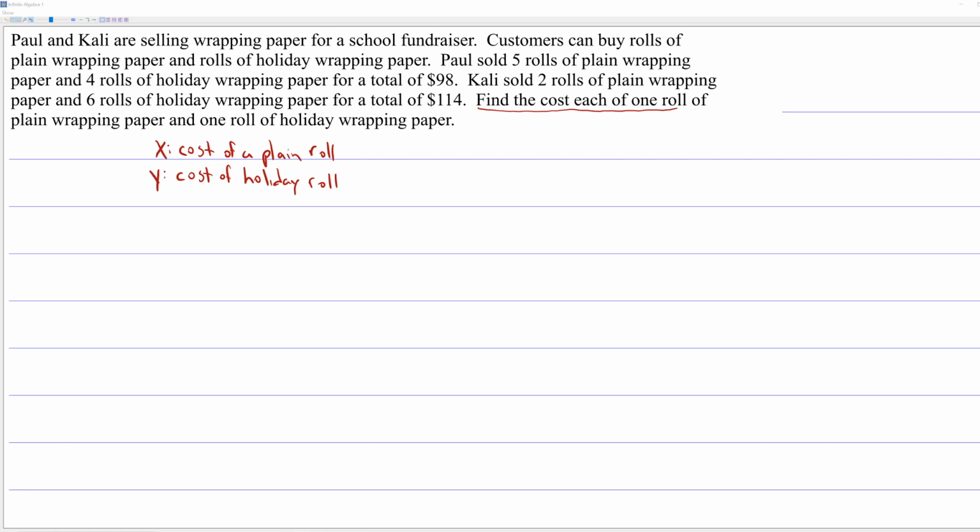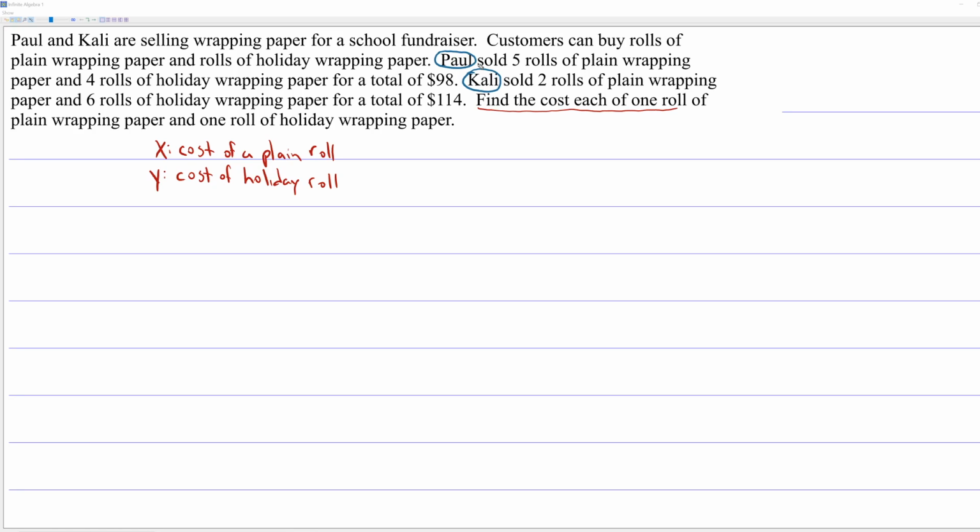So now we need to write down two equations that relate these variables. Well, in this problem, and lots of problems like this, you'll have two different situations involving these variables. So in this problem, we have Paul, and his situation is going to give us an equation, and then we have Kali, and her situation is going to give us an equation.